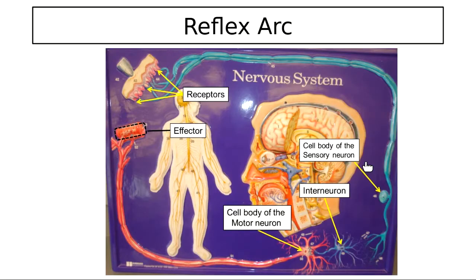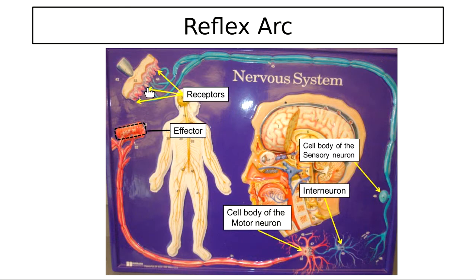A reflex arc. So in your notes, the second function of the spinal cord is to serve as a reflex center. Reflexes are rapid, automatic responses to stimuli. There is no thought involved in a reflex. Reflex responses are possible due to the components of the reflex arc, which consist of a receptor.